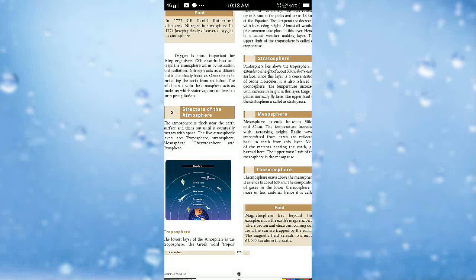Next one is mesosphere. What is the meaning of mesosphere? Mesosphere extends between 50 kilometers and 80 kilometers. The temperature decreases with increasing height. Why does the temperature decrease with increasing height?